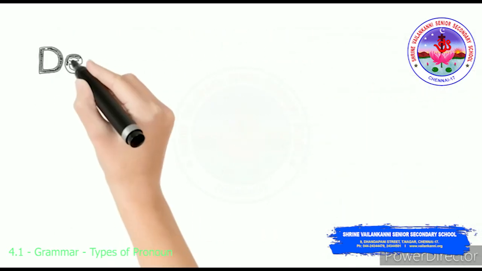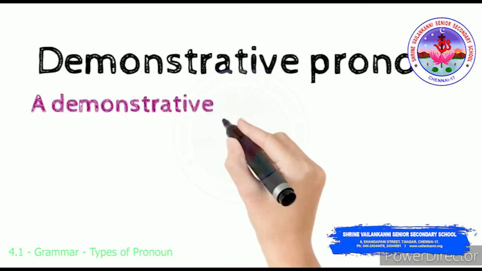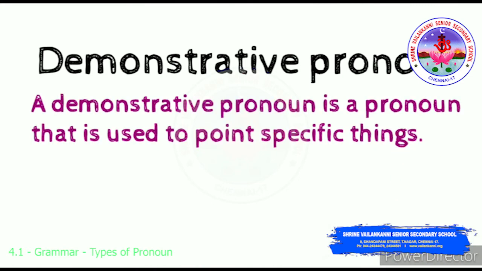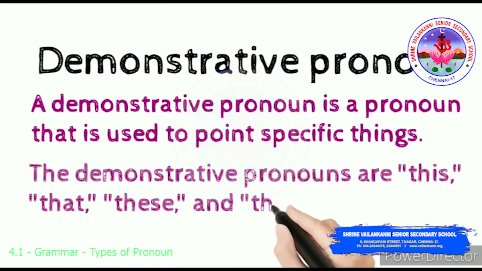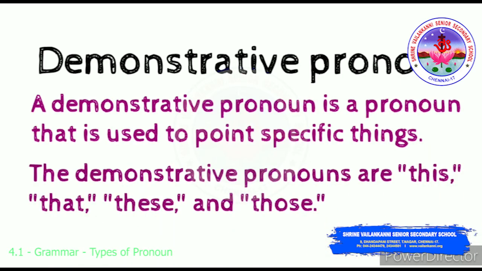Now we will see the demonstrative pronoun. A demonstrative pronoun is also the same as the demonstrative adjective, with little changes when using it in your sentences. Now listen. A demonstrative pronoun is a pronoun that is used to point out something, to point out specific things. The demonstrative pronouns are the same words as in the demonstrative adjective: this, that, these and those. Only four words.